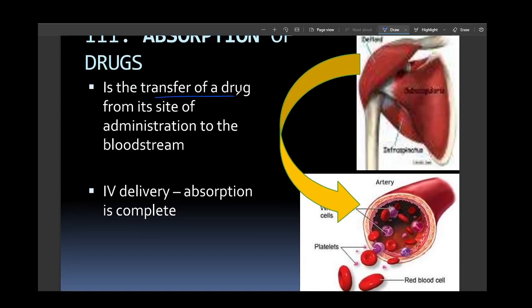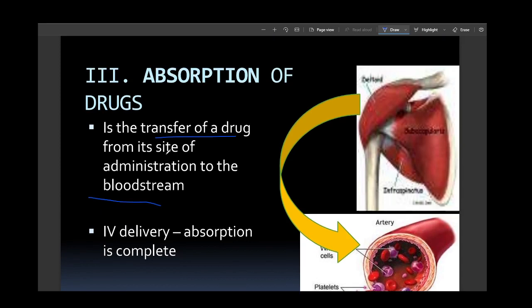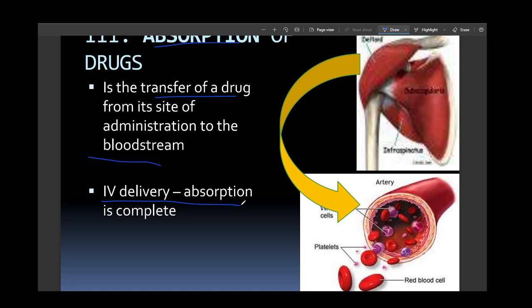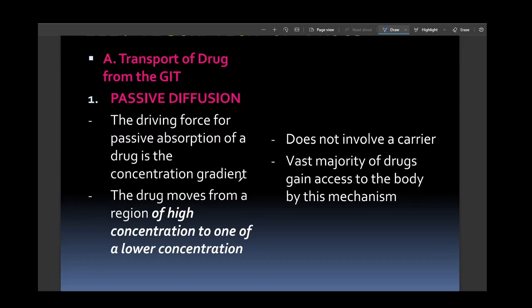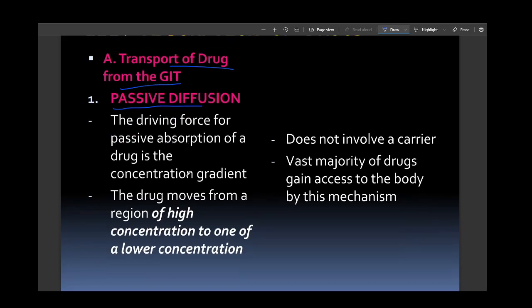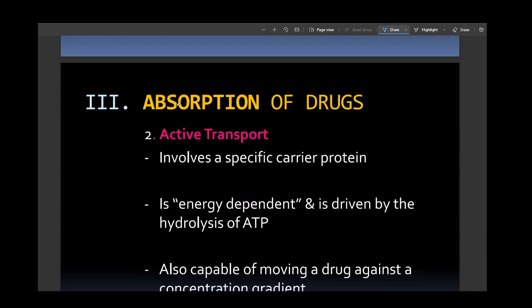It is the transfer of drug from its site of administration to the bloodstream. The absorption. In IV delivery, the absorption is complete. Okay, transport of drug from the GIT. Then there's the passive diffusion in the GIT. The driving force for passive absorption of a drug is the concentration gradient. The drug moves from the region of high concentration to the lower concentration. It does not involve a carrier, it does not involve ATP. Okay, because it is passive, it doesn't involve ATP.